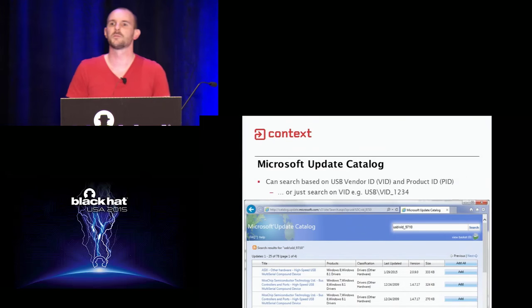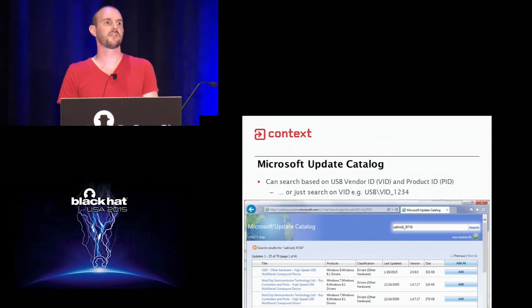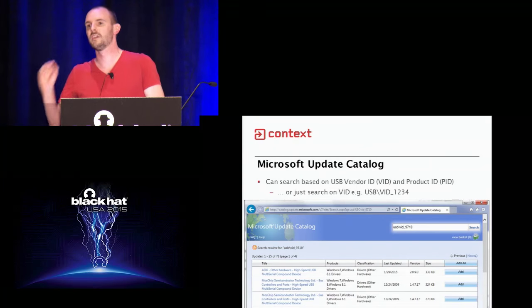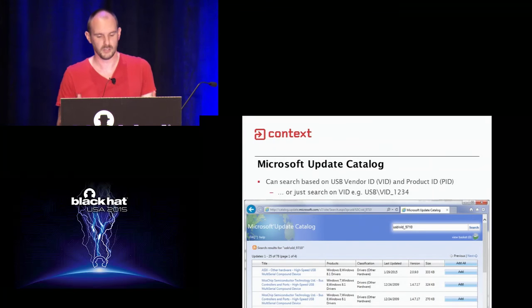So in terms of USB device drivers, we can actually search on the USB vendor ID and product ID, which is really useful, or we can just go blanket search for the USB vendor ID. So this allows us to find all device drivers for a particular vendor that are available on Windows Update. So that's kind of cut our work down from having to brute force vendor IDs and product IDs to purely vendor IDs.